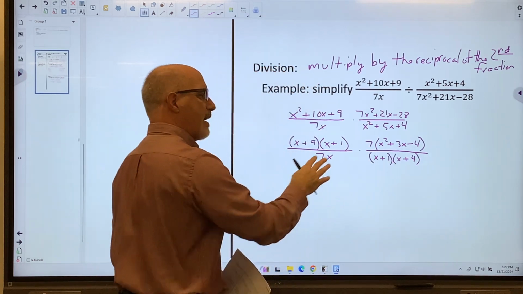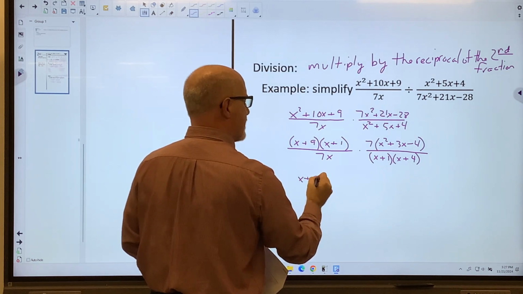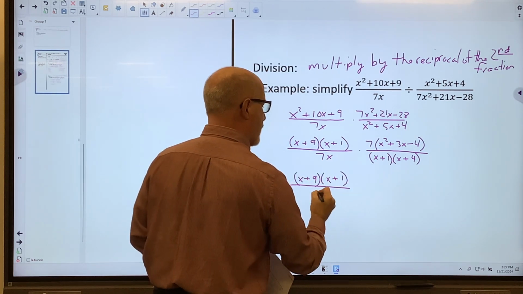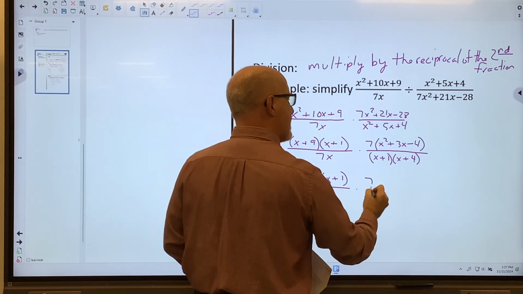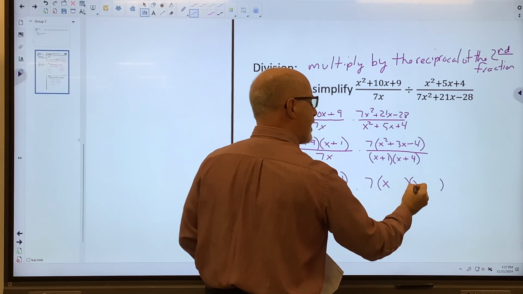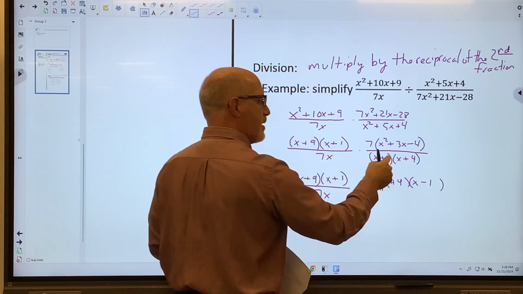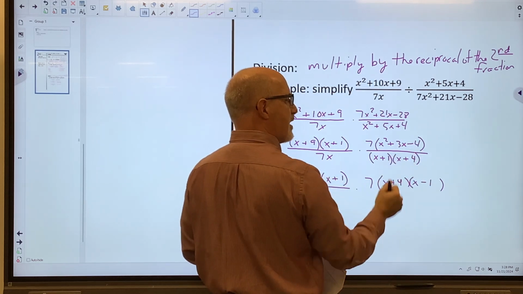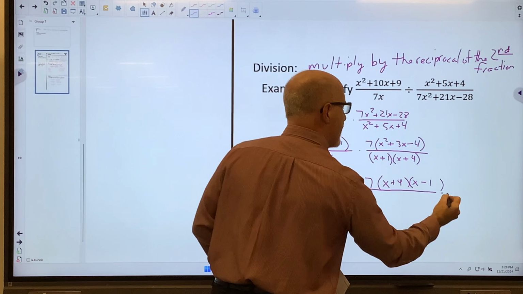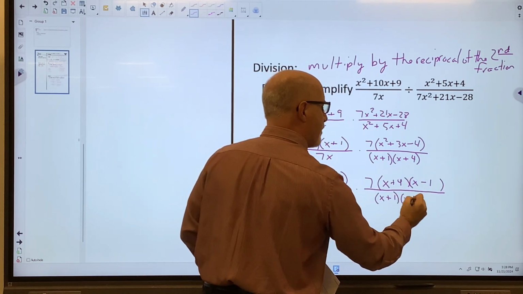Now I still need to factor this one totally, so I'm going to list it one more time. x plus 9, that quantity, times x plus 1, all over 7x times 7 times this numerator factored into two binomials. I'm going to have x and x. I'm going to have a plus 4 and a minus 1. 4 times -1 gives me the -4. 4 plus -1 gives me the 3. Now in the denominator I get x plus 1 and x plus 4.